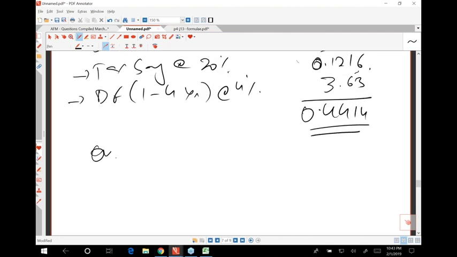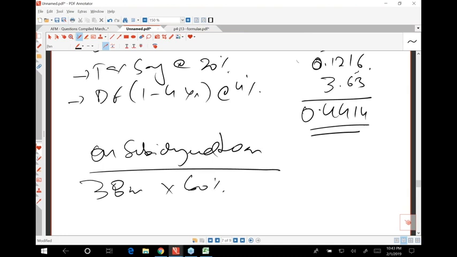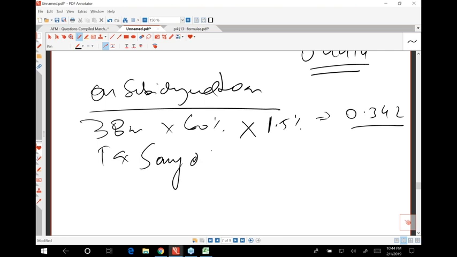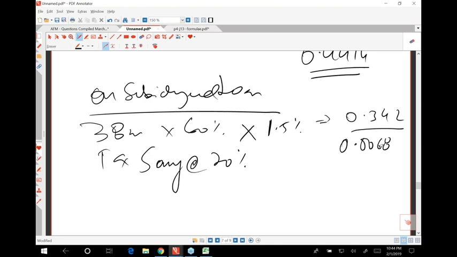Now, similarly, on the subsidized loan, it's 38 million multiplied by 60% multiplied by 1.5%. How much is it? Okay, 0.342. And what is the tax saving on this interest? Now, say the 4 year annuity factor at the rate of 1.5%. How much is it?